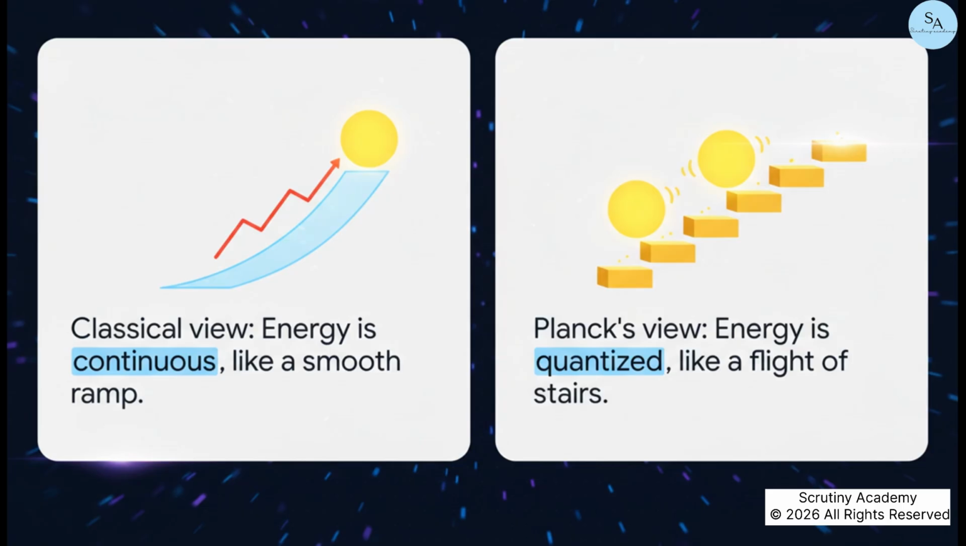Think about a ramp. You can stand at any height you want on a ramp, right? But what about a staircase? You can be on step 1 or step 2, but you can't hover in between the steps. Planck suggested energy is like the staircase. It's quantized. It can only be gained or lost in these specific, discrete packets, which he called quanta.